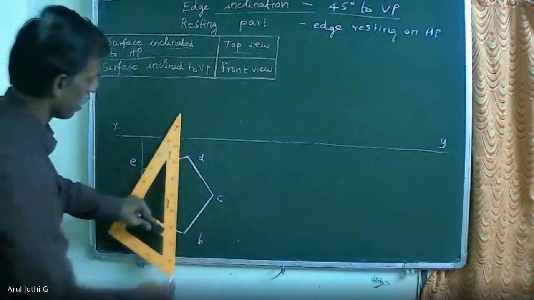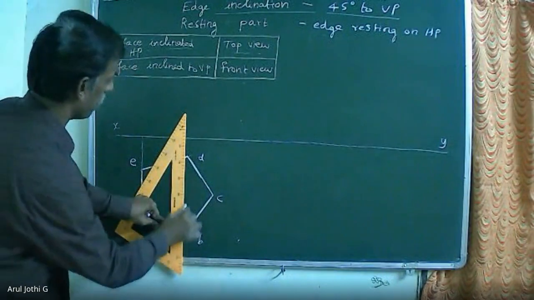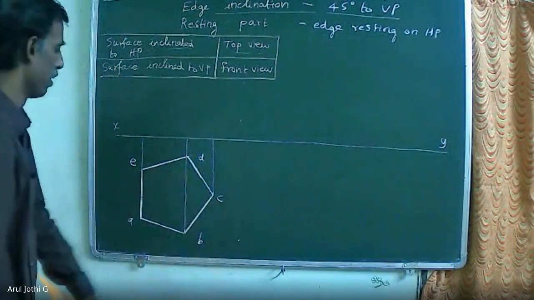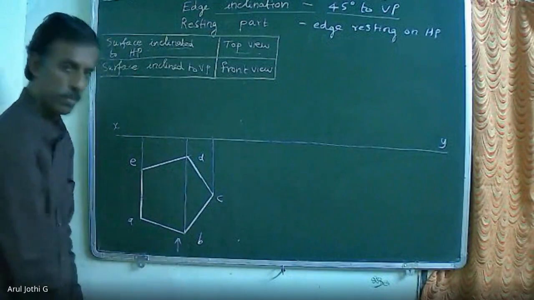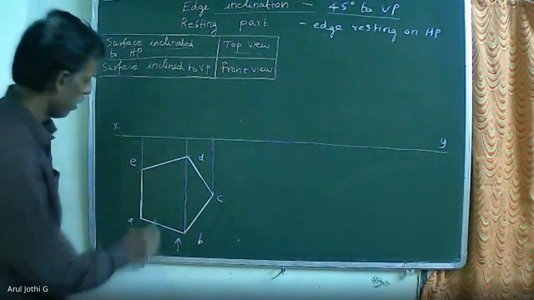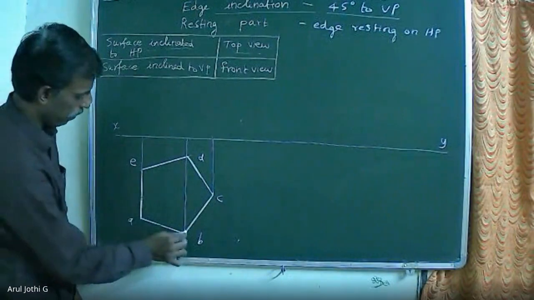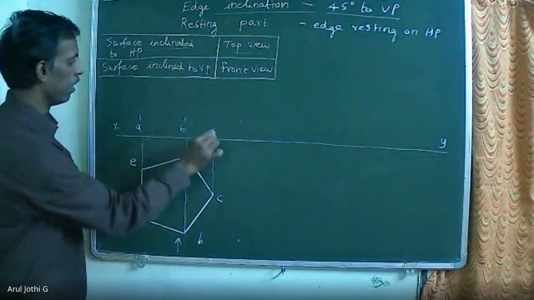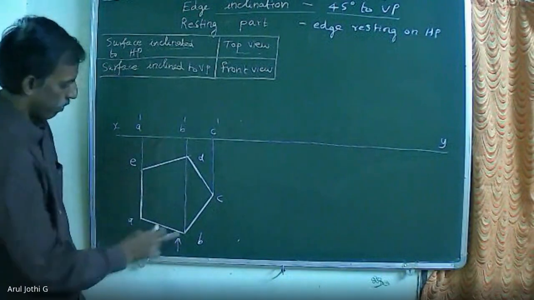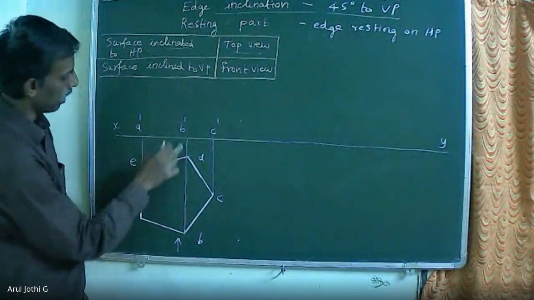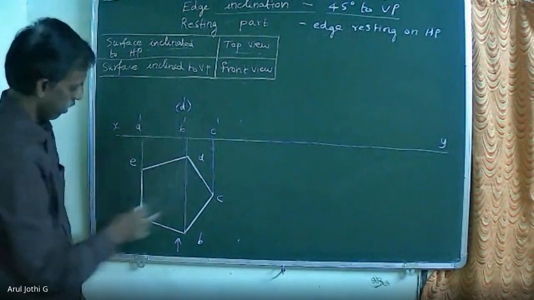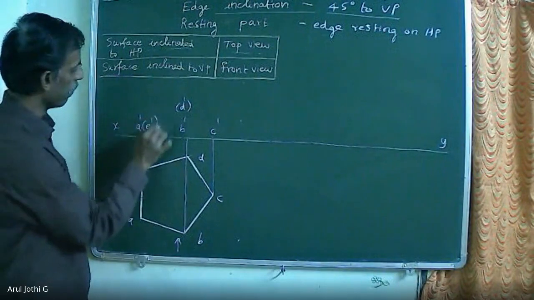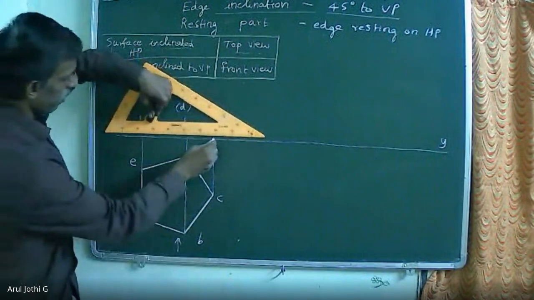Now, using the projection through all the corner points, draw the vertical lines. We are going to look from the front in this direction. So A, B, C will be visible. Behind the corner point B, D is there. So D will not be visible. Behind the corner point A, E is there. So E will not be visible. So this will be your front view.